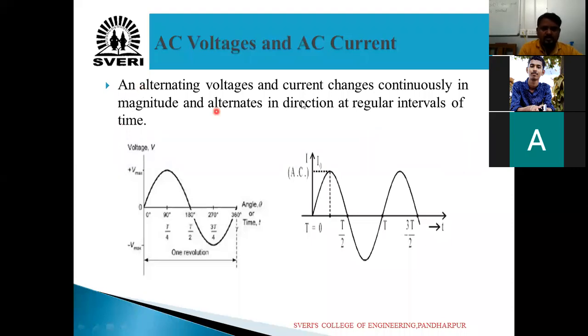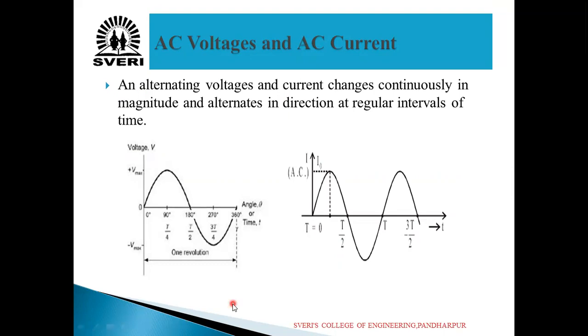An alternating voltage and current changes continuously in magnitude and alternates in direction at regular intervals of time.